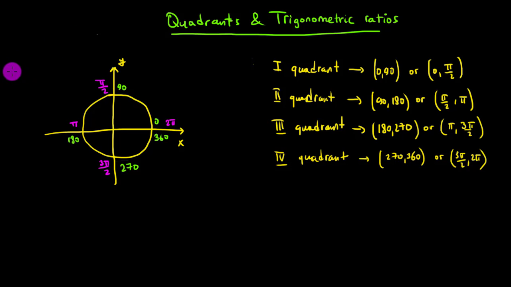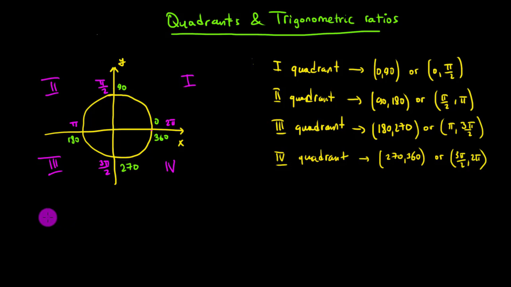Today's topic is quadrants and trigonometric ratios. So what is a quadrant? There are 4 quadrants in the unit circle. The first quadrant starts from 0 up to 90 degrees, so from 0 to pi over 2. Then the second comes from 90 degrees to 180, and then the third, and this one is the fourth one. So overall we have four quadrants.